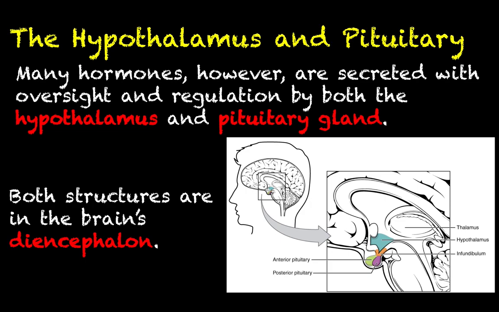So anatomically, the hypothalamus and pituitary are both located in the diencephalon of the brain. You can see a sagittal section here in which you can see the hypothalamus, which literally means underneath the thalamus, so that makes sense. And then the pituitary is kind of hanging down from the hypothalamus, a very small structure, and you can see it consists of both an anterior lobe and a posterior lobe.